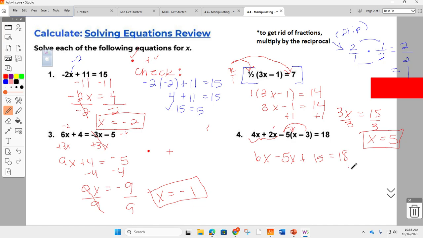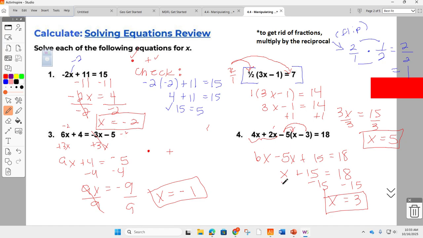We can't start undoing anything when we have terms we can combine. So 6x's minus 5x's gives me 1x. And now we have a one-step equation. That means we just have one operation to undo to get it by itself. We're going to undo adding 15 by subtracting 15. And that is the solution for number 4.